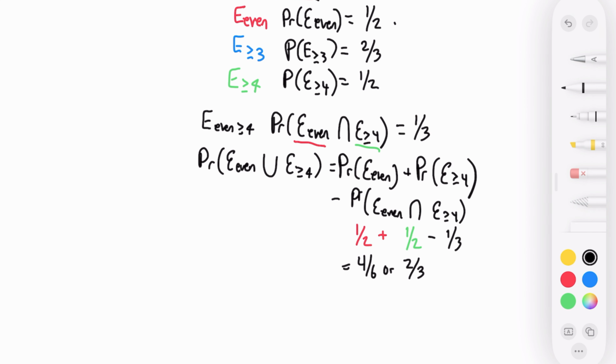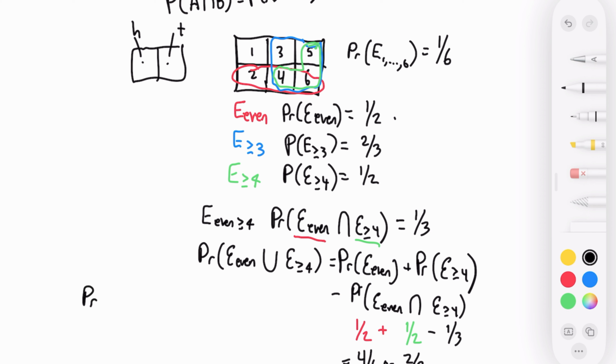So now what I want to do is look at 2 of these conditional probability versions of this. So what I want to do is say, what's the probability that my number is even, the event E even, conditioned on the event E greater than or equal to 3. So this is going to be the first one that I do.